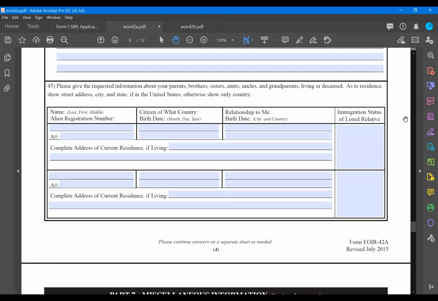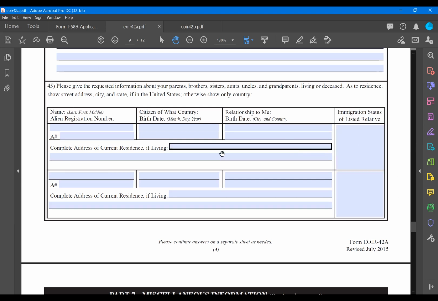Question 45 is always going to need an addendum. There are only 2 spots here for 2 family members. But if you read this here, it says, please give the requested information about your parents, brothers, sisters, aunts, uncles, and grandparents, whether they are living or dead. That's a lot of people. Even for somebody from a small family, they're at least going to have 2 parents, 4 grandparents, at least. And there are only 2 spots right here.